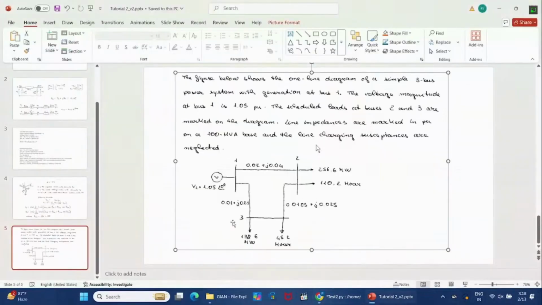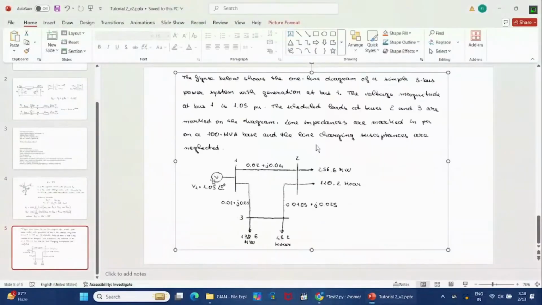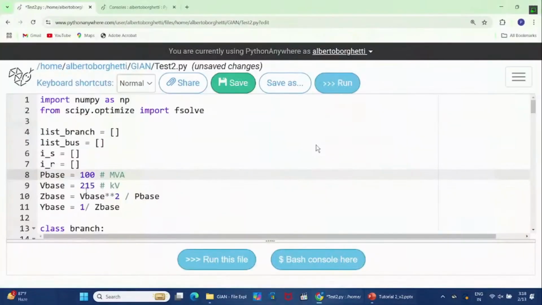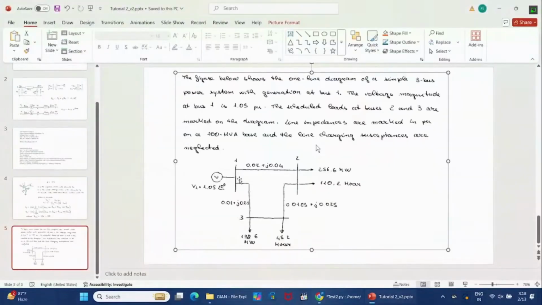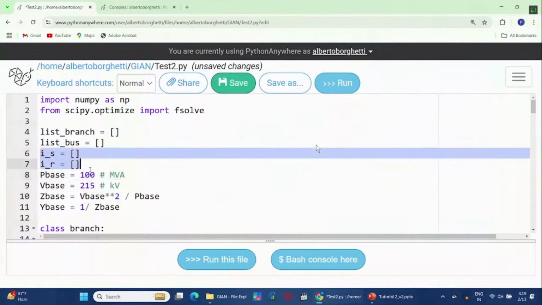All the values are already given in per unit for the lines, so probably I don't need to know what the V base is either. We can assume that it is 215 kV, but it is not needed for the solution of the problem. And then we have this thing, ISIR.